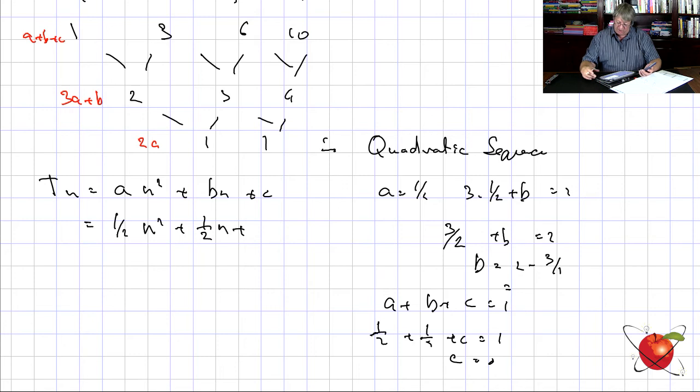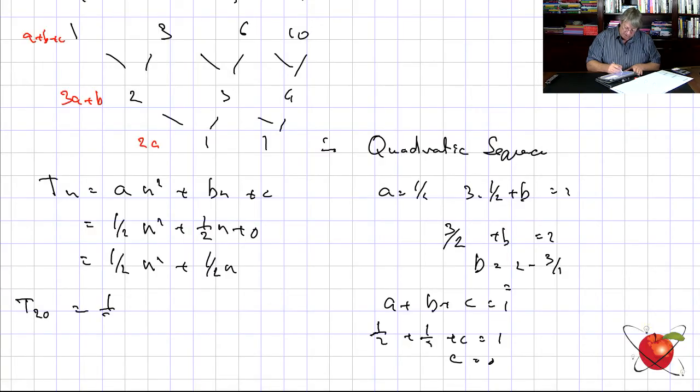I've got to check this myself. 2 minus 3 over 2. 2 minus 3 divided by 2 is going to be a half, so that's correct. A plus b, a half plus a half, is 1. So c equals 0. So it's going to come out to be a half n squared plus a half n. That is how many handshakes, the general term.